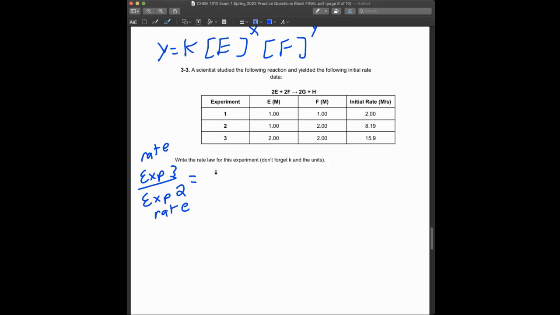We have the concentration of experiment 3, and then the concentration of experiment 2. Another tip you want to keep in mind is to make sure you align the correct values. For example, you don't want to put experiment 3 on the numerator, and then on this side put the concentration of the substance of experiment 2 instead, because you'll get some wonky numbers. You don't want that. Okay, so when we set the rates to each other, we get 50.9 over 8.19.